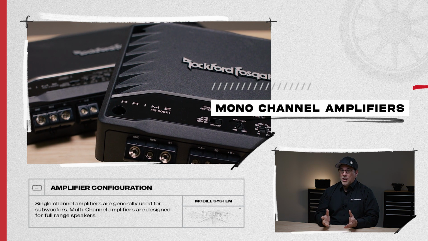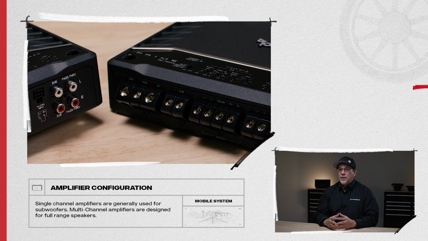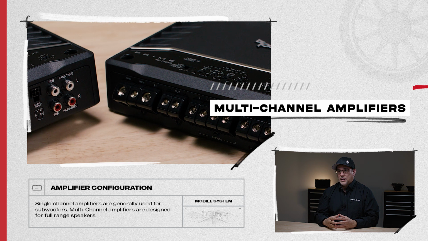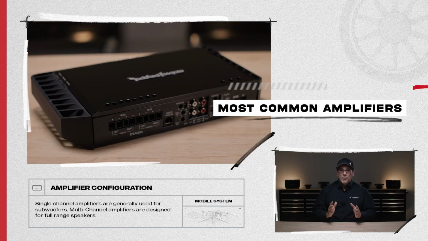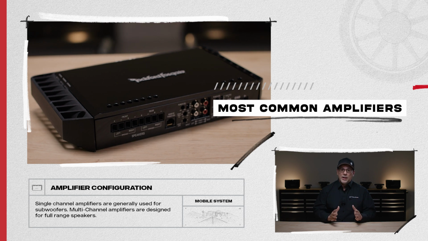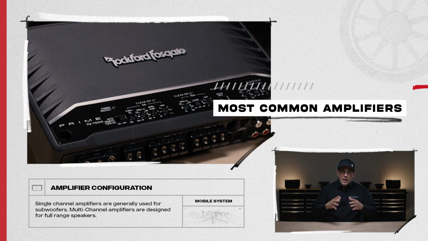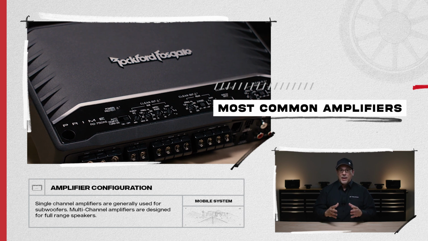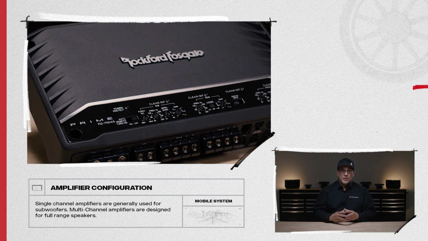Now, let's look at the most common types of amplifier configurations possible. There are mono amps, which are single channel designs, typically for subwoofers, and there are multi-channel amplifiers, typically designed for full range applications. Now, the most common type are 2-channel and 4-channel amplifiers. There are also all-in-one 5-channel amplifiers that combine a full range, multi-channel design with a mono subwoofer channel, the best of both worlds.